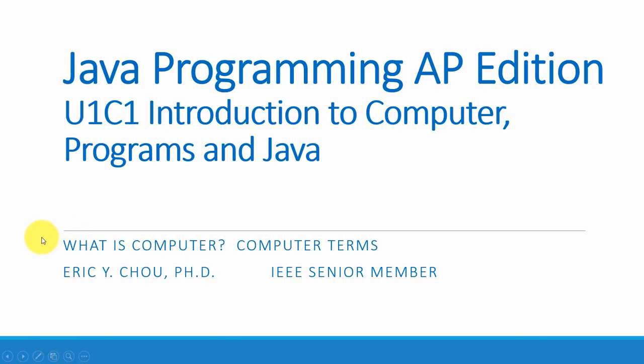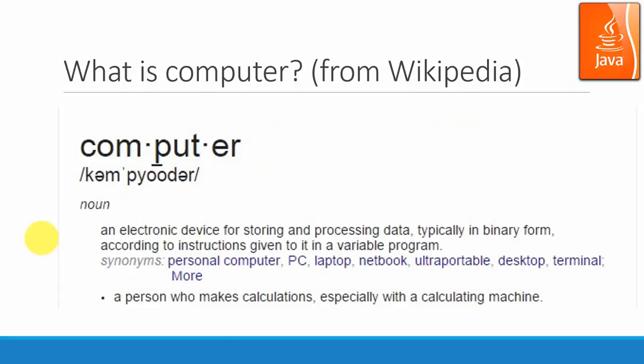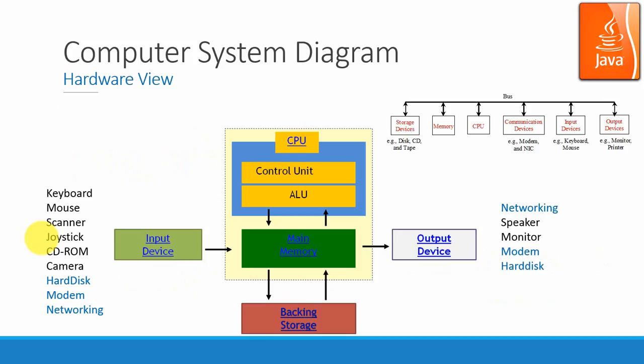In this lecture, I'm going to talk about what is a computer and introduce some computer terms. What is a computer? A computer is an electronic device for storing and processing data, typically in binary form. It can be a personal computer, laptop, notebook, and in many other forms.